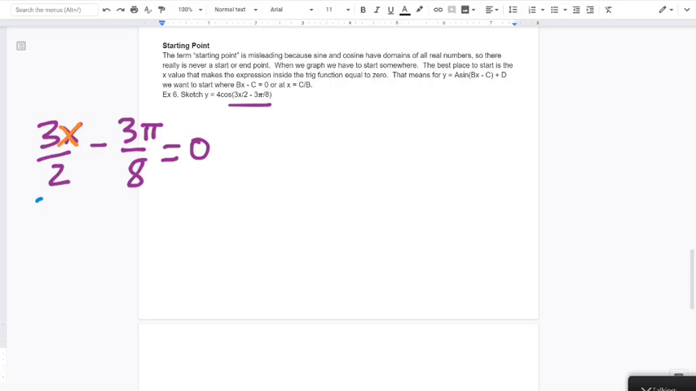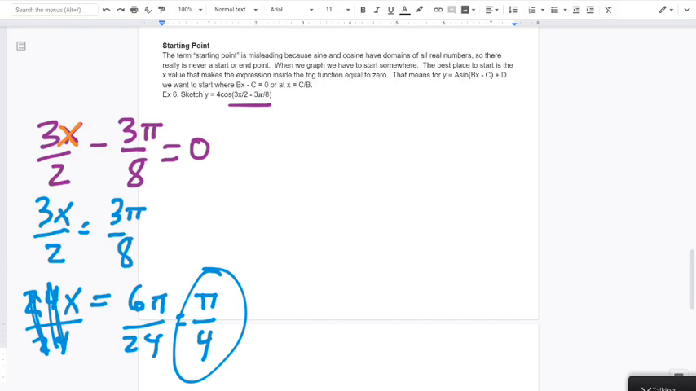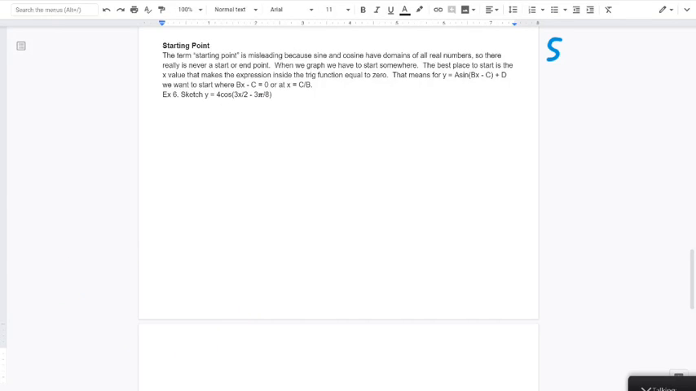I'm going to start off by adding 3 pi over 8 to both sides. Then we have a fraction set equal to a fraction, so we could cross multiply here. Get 24x is equal to 6 pi. Then divide both sides by 24, and we get that x is equal to pi over 4. So that's going to be our starting point. I'm going to write that up here. Starting point is going to be at x equals pi over 4.